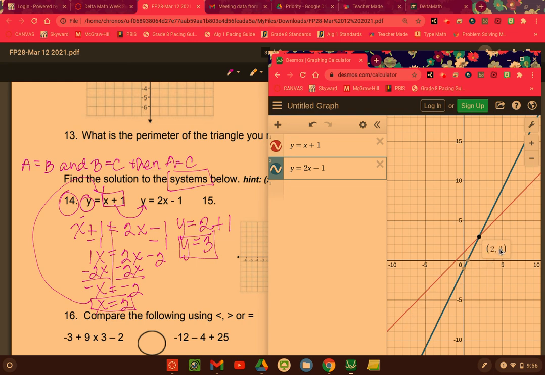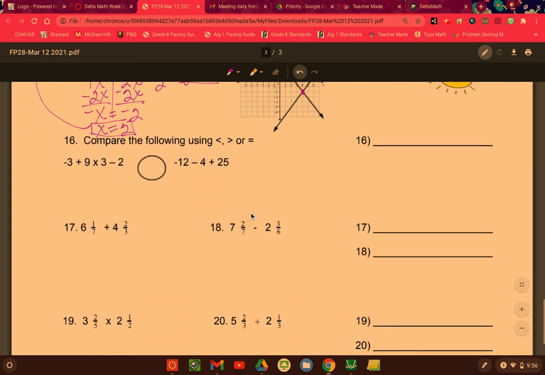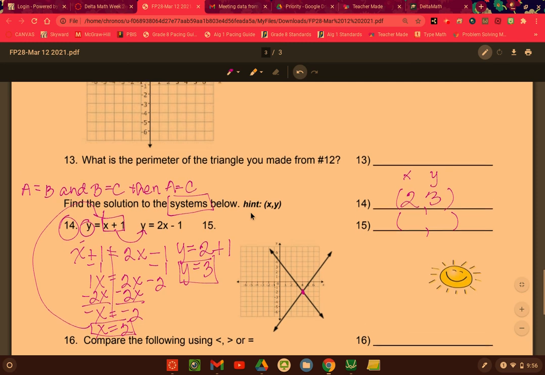So when x is my input, y is my output. So when x is 2 for both of those equations, y equals 3. So put 2 in here. 2 plus 1 is 3. When x equals 2 here, 2 times 2 is 4 minus 1, y equals 3. See how that works? Okay, so that was just meant to help you see that. Beautiful. So I think we've done number 14.